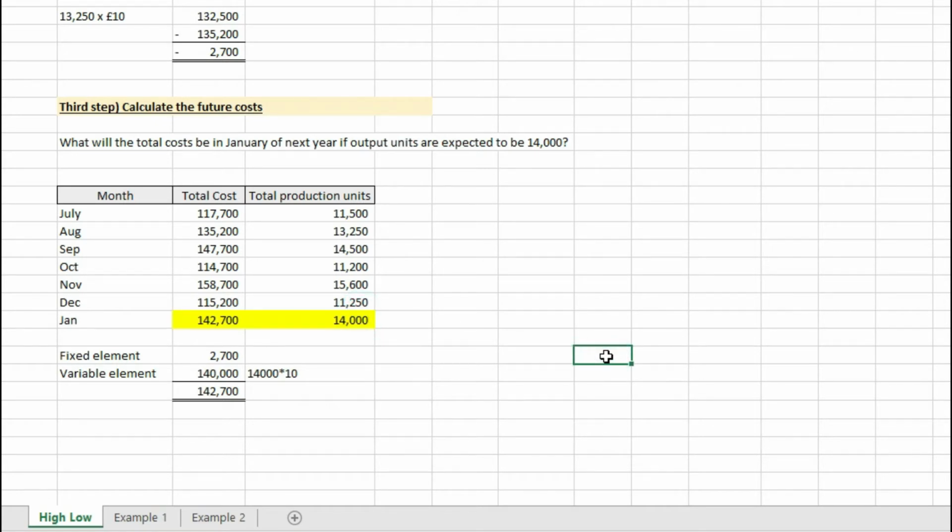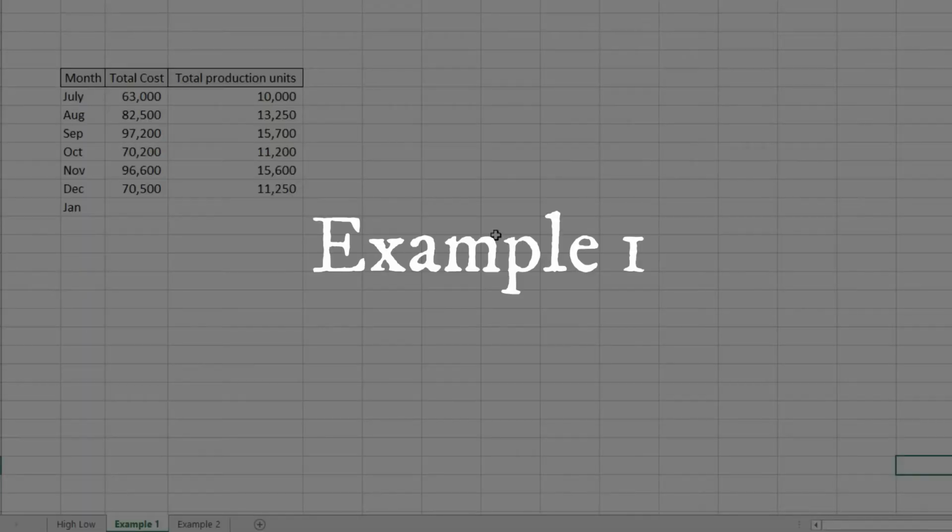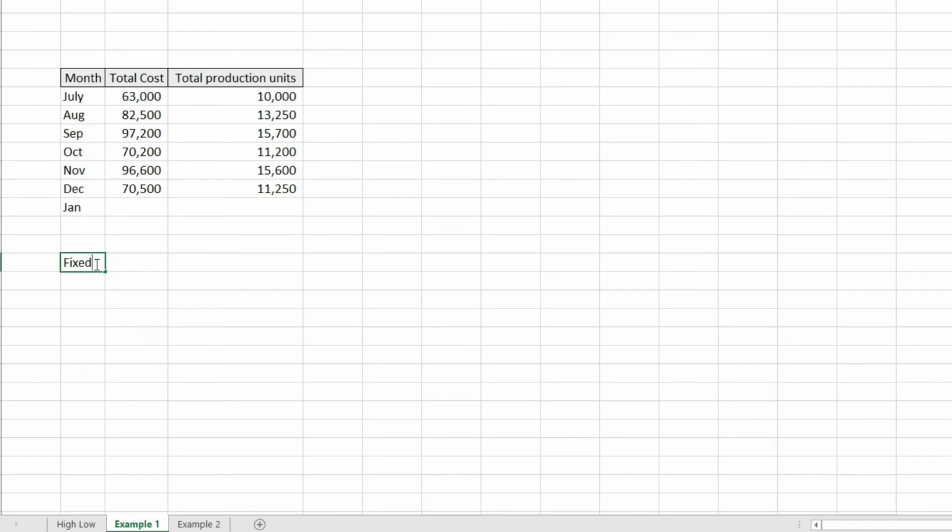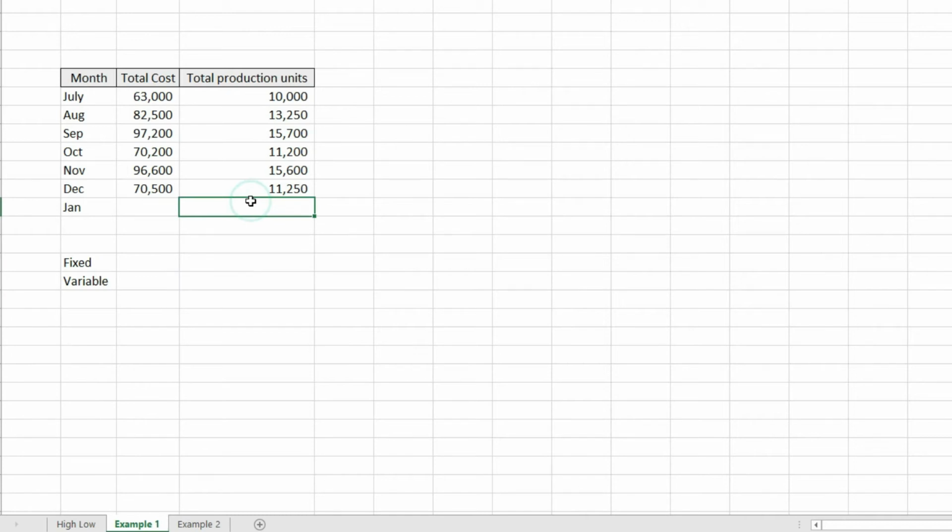To make sure that you understand, we're going to jump on another couple of examples very quickly. So let's move on. It's the exact same type of format, where we know we're going to have a fixed element and a variable element. We're going to take the highest cost in this table: September is the highest cost, and our lowest cost is July.